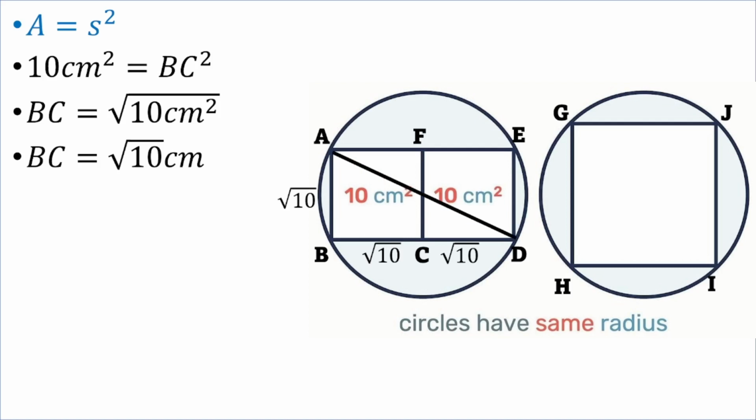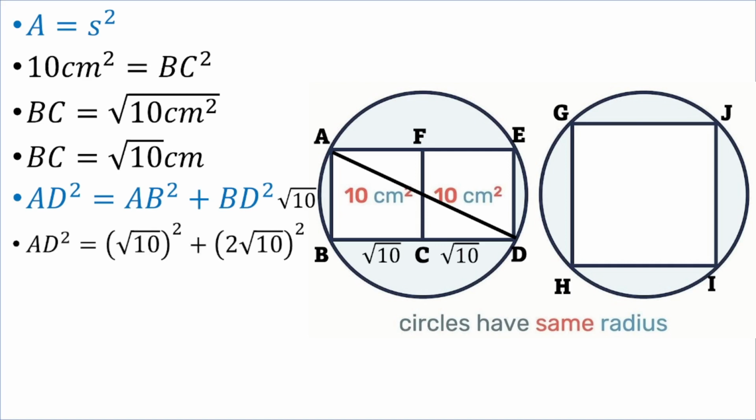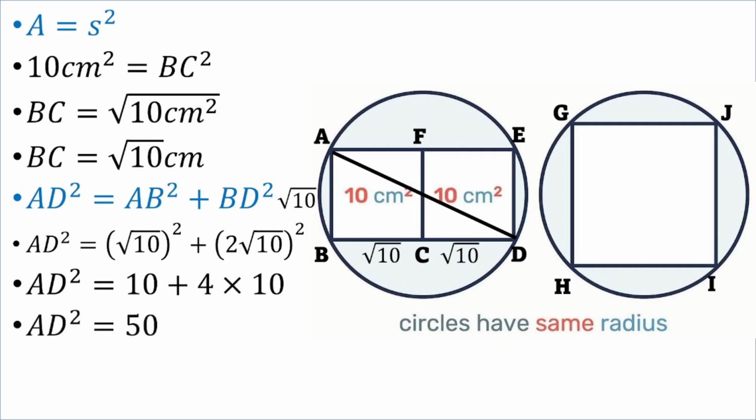And since we have a right angle triangle, we can apply Pythagoras' theorem, which says that the square of AD will be equal to the square of AB plus the square of BD. So we know that AB is root 10 and BD is going to be 2 root 10. If we square those, we'll get 10 plus 4 times 10. So 4 times 10 is 40. 40 plus 10 gives us 50. So the square of AD is 50. Or in other words, we could say that the radius AD is root 50. Or in other words, 5 root 2.